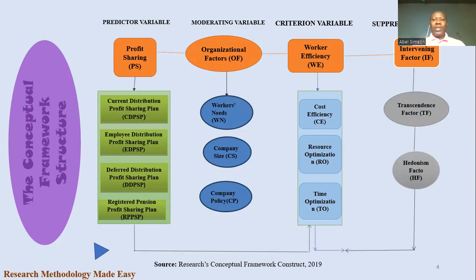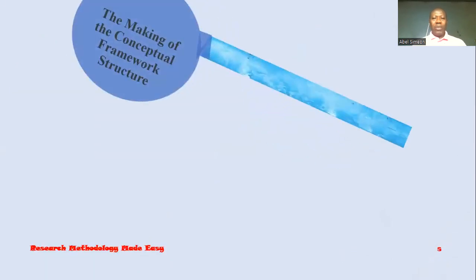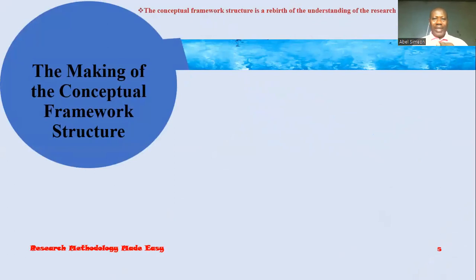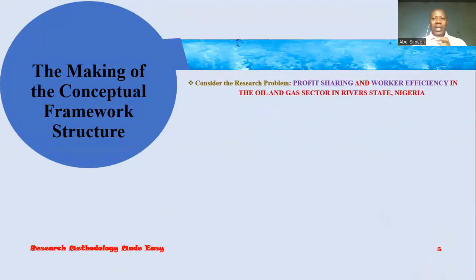So this is how the operational framework looks like. So how do we start with the operational framework? First, you look at the understanding of the research problem. You look at the topic and understand the topic very well. And from the topic, you will see the dependent variable and independent variable. In this example, profit sharing and work efficiency in the oil and gas sector in River State, Nigeria, clearly, profit sharing is the independent variable and work efficiency is the dependent variable, the criterion variable.